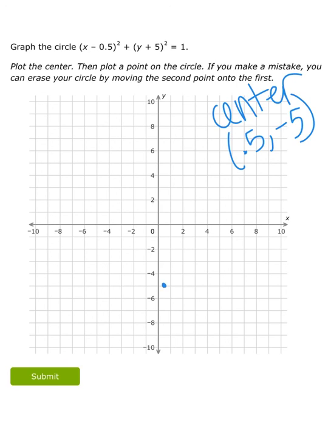Now let's look at the radius. I need to take the square root of my last number, which again is 1. I know the square root of 1 is 1, so my radius would be 1 unit. So I'll just go 1 complete unit over, which would be at 1.5, and draw that circle.